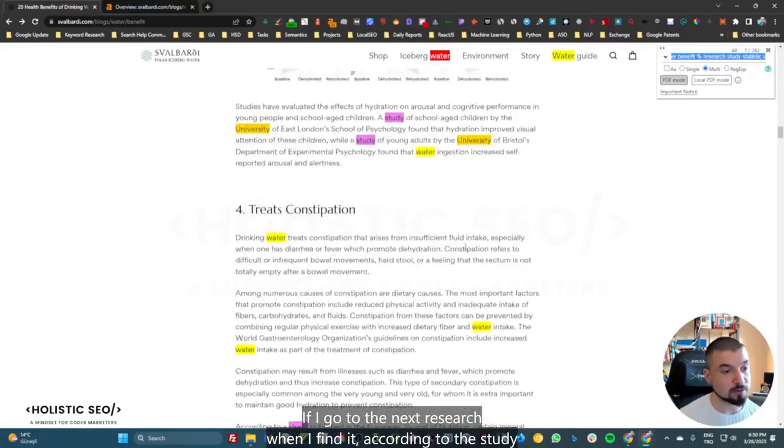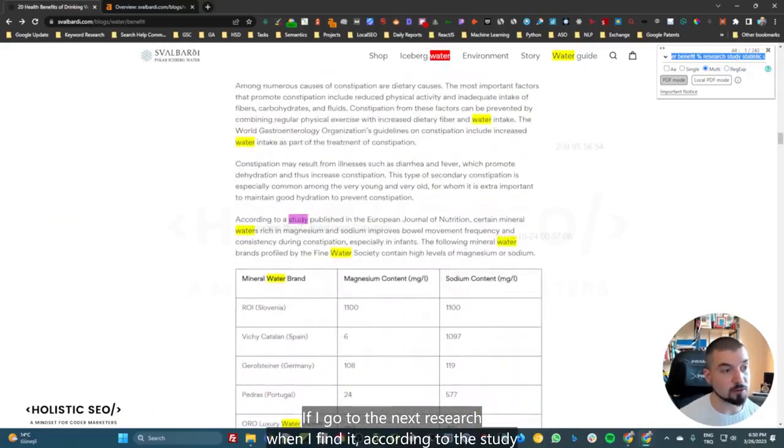If I go to the next research, when I find it, according to the study published in the European Journal of Nutrition, certain mineral waters rich in magnesium and sodium, and as you remember, we already checked magnesium together with the enzymatic or enzyme relation things, and together with mineral water before, and we had a kind of relation there. And frequency and consistency during constipation, especially in infants, etc.